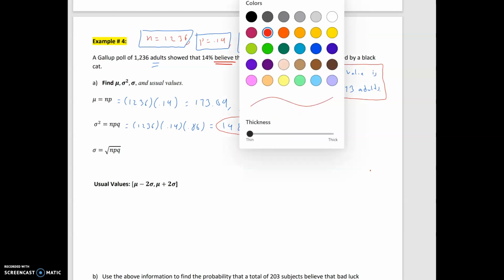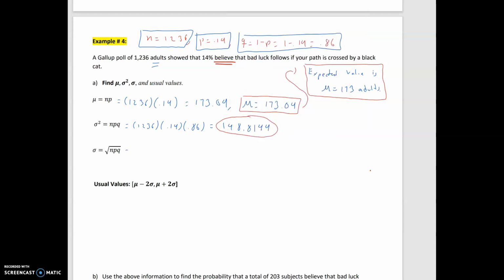Okay, so let's take a look at the standard deviation. The standard deviation is going to be the square root of the previous answer. So technically the square root of 148.8144, and this is approximately, I'm getting 12.1989. I'm just going to round to 3 decimal places, since they're asking for usual values. So 12.199.